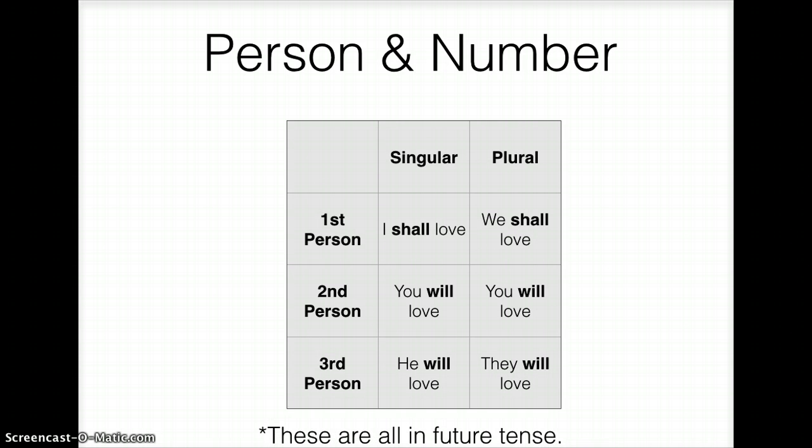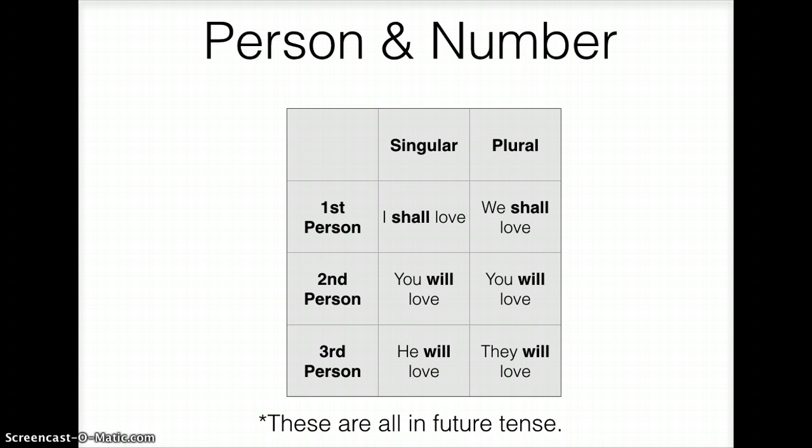Okay, this last chart is the last person and number slide. These are all in future tense. And the first person might sound a little weird because we don't really say shall anymore. It's not something you might use every day. But first person singular, I shall love. First person plural, we shall love. Second person singular, you will love. Same thing for second person plural, you will love. Third person singular, he will love. Third person plural, they will love.